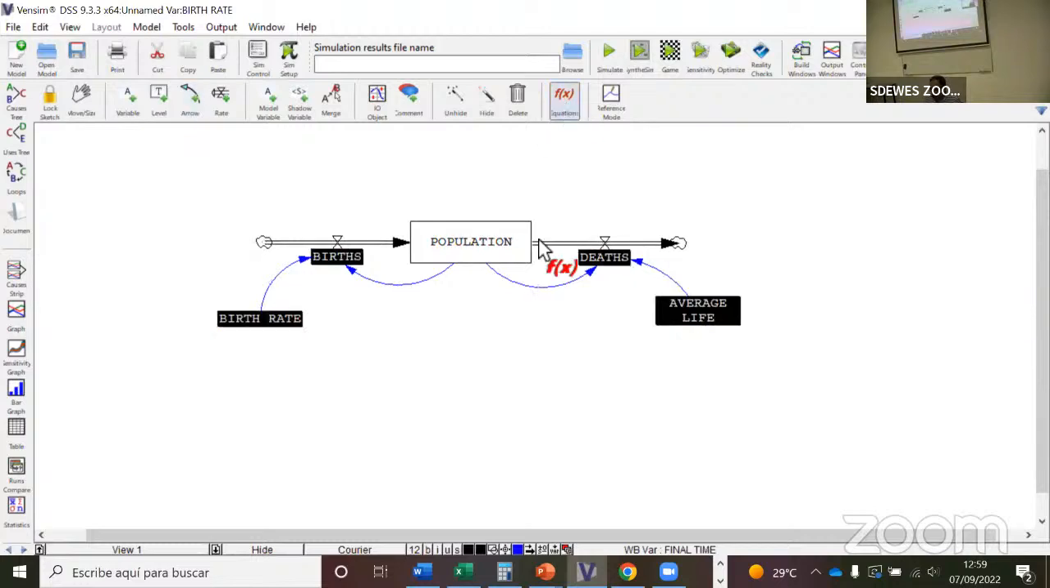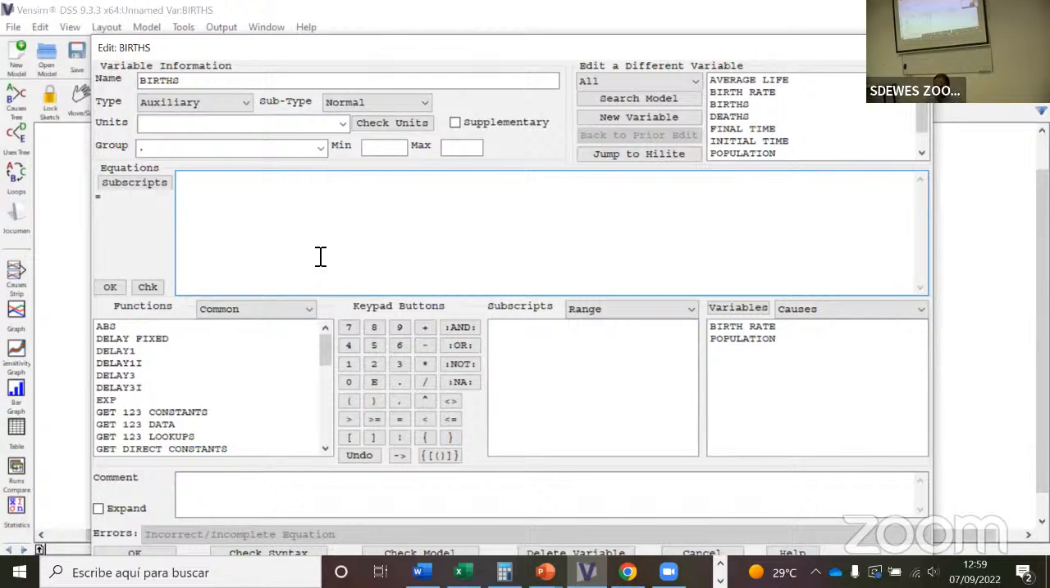Now, coming back to the function, we will need to define the number of births. Births is a flow, so first units. Units will be persons per year, maybe. Persons per year. And in the editor, you can see that you already have the variables which are related with births: birth rate and population. We can just click on one of them. It's easier to click on the variable instead of writing.